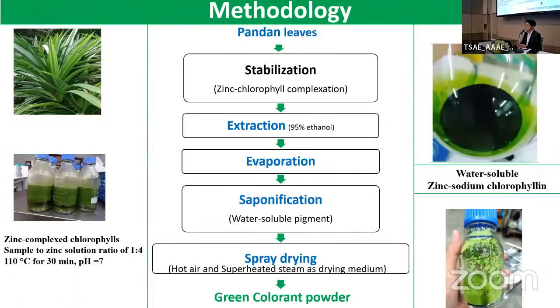Here is a brief flowchart to produce a green natural colorant powder. The green pigment was obtained from pandan leaf. Some processing steps are required, such as pigment stabilization, pigment extraction, solvent removal by evaporation, saponification to make water-soluble pigments, and spray drying using two different media, hot air and superheated steam. After that, we obtain the green colorant powder.